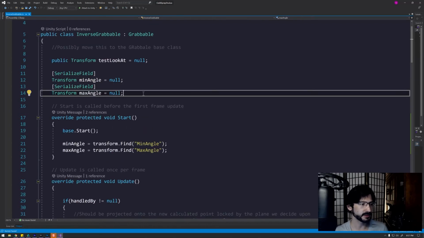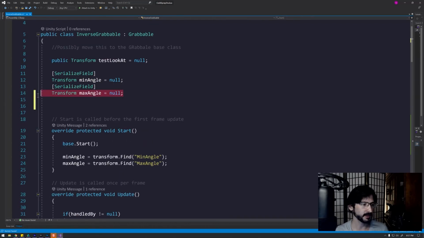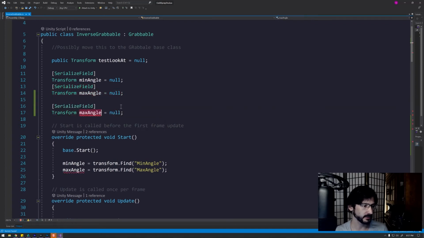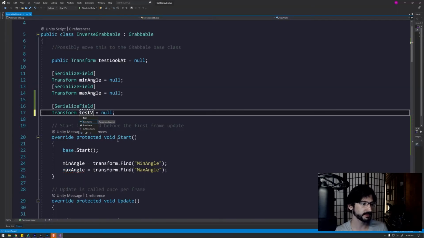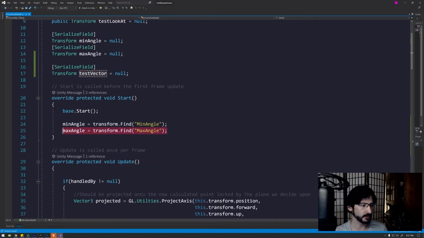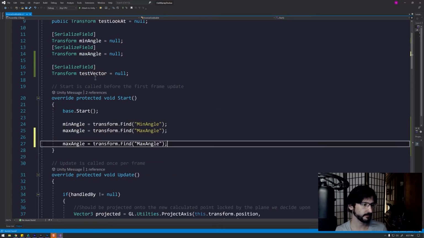Down here we're going to do a similar thing, but let's just copy and paste these two lines. We'll do a serialized field, transform max angle, we will do instead, we call this test vector. So we'll do test vector is equal to null. So we have test vector. We can do the same thing down here. We try to do a find. We'll do a test vector is equal to transform.find, and we'll do test vector.